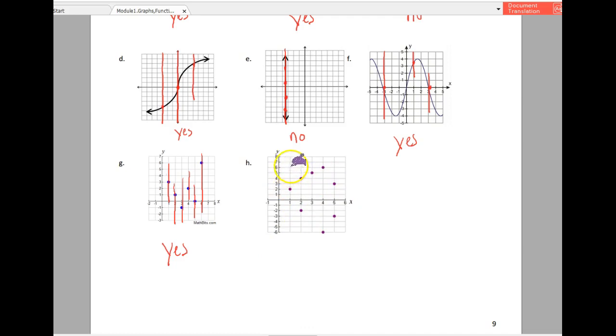Over here, if I draw a vertical line, I need to know, is it going to touch it twice? Yes. Right here, if I draw a vertical line, I have 2 points touching that line. No, this is not a function. For that one x input, I had 2 different y values. Not okay.